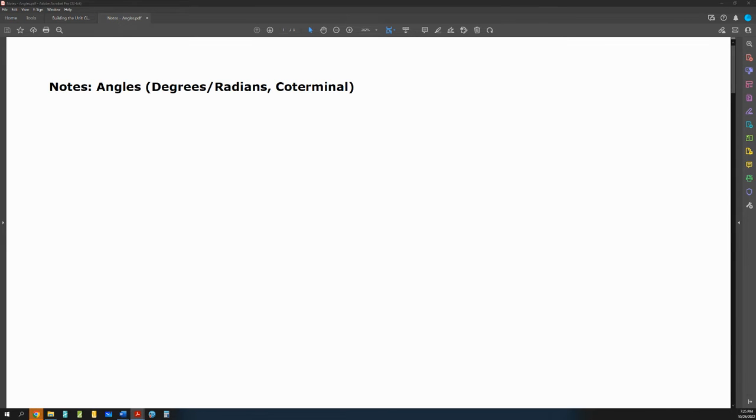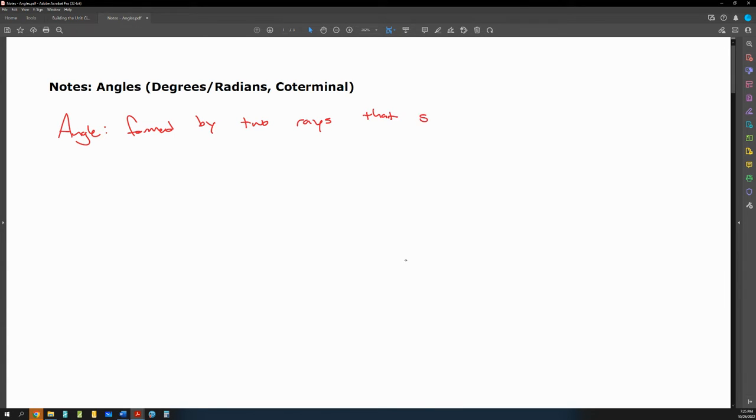Hi everyone. Today we're going to be completing our notes on angles, degrees, radians, and coterminal. So I want to start just by defining what is an angle. An angle is formed by two rays that share an endpoint.